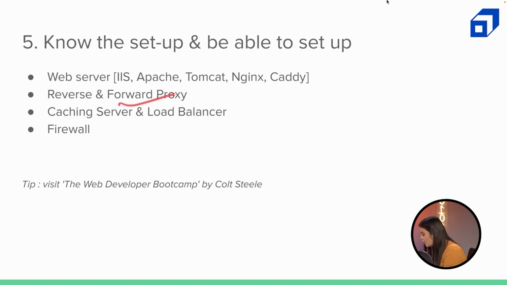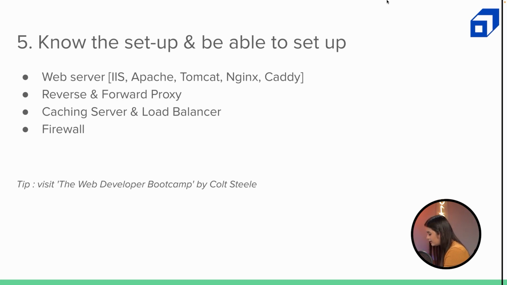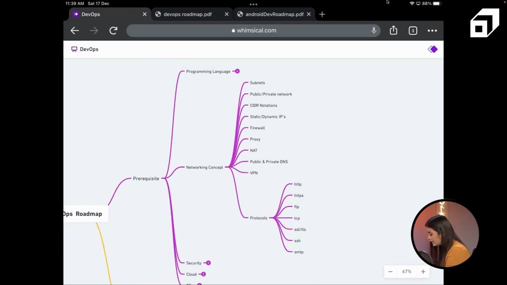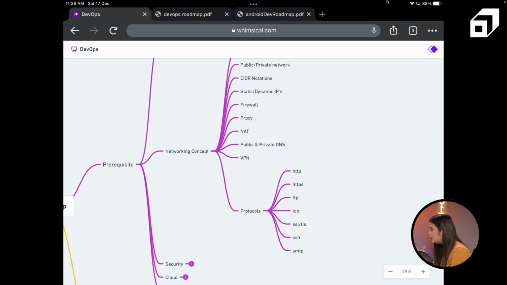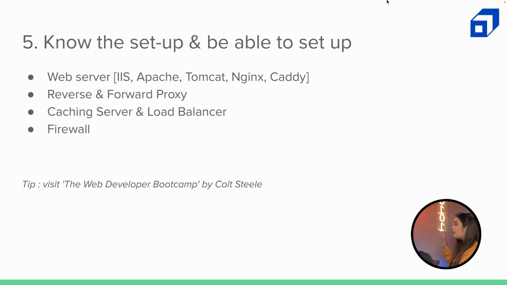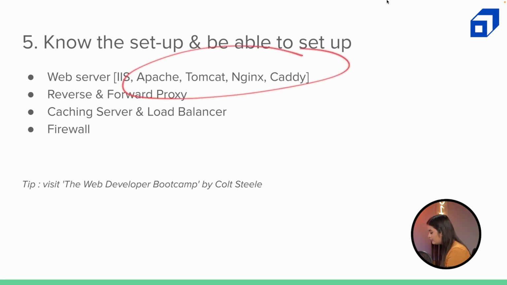How reverse and forward proxy works, caching server, load balancer, and obviously, as I covered there as well here in this roadmap cycle, whenever you are learning the networking concepts, firewall is very significant. So make sure you understand all about firewall, how it's used, what it is, the theory part, as well as these tools, the practical stuff like how to use Jenkins or any of these web server tools.